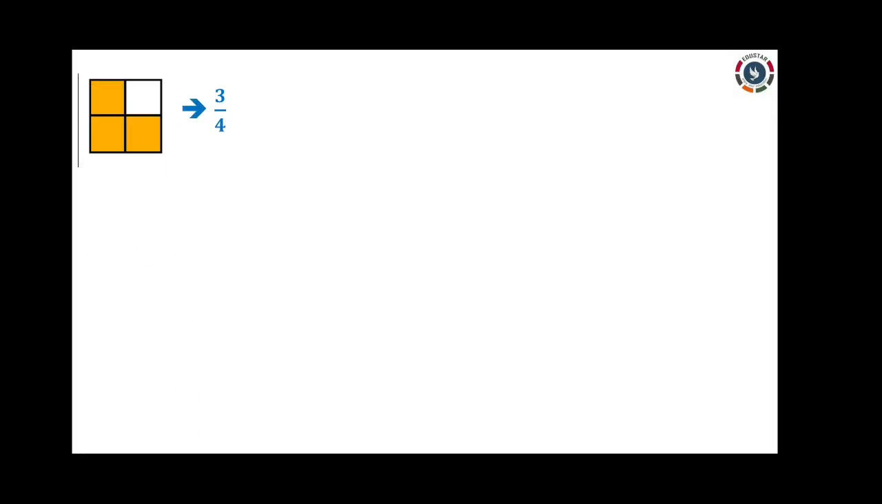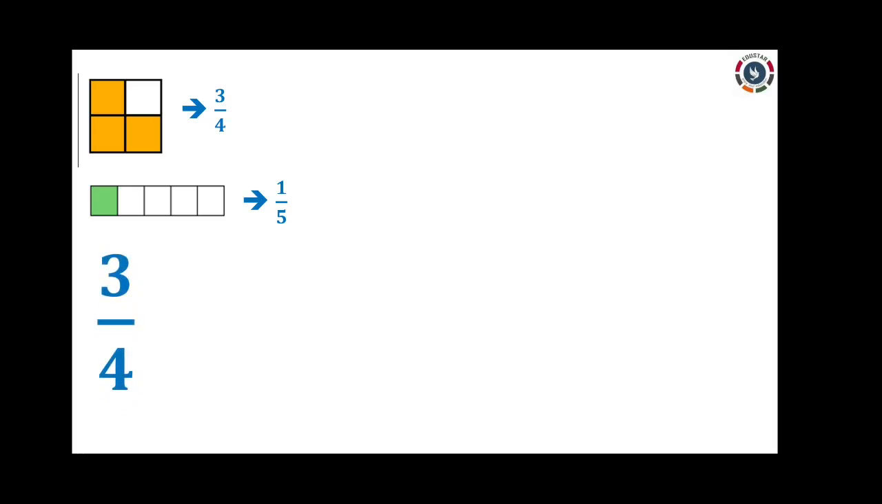Look at this square. This square is partitioned into 4 equal parts. In that, the colored part is 3. So, the fraction is 3 by 4. Next, rectangle. Here totally how many parts are there? 5 equal parts are there. In that, how many parts are colored? Only one part. So what is the fraction? Yes, the fraction is 1 by 5.